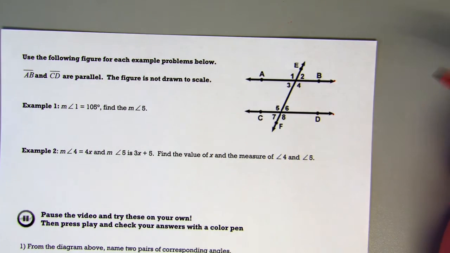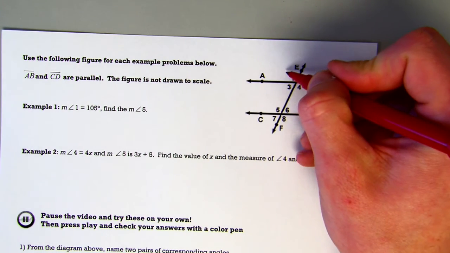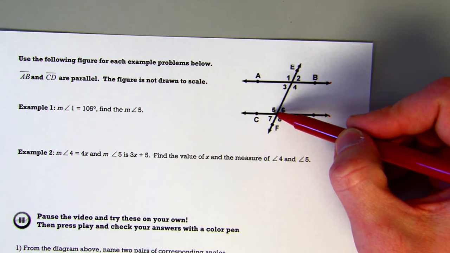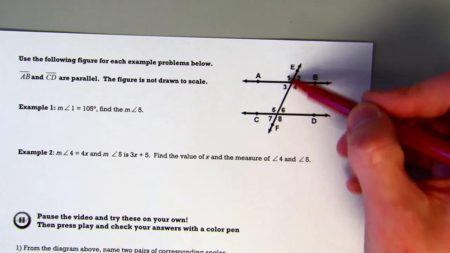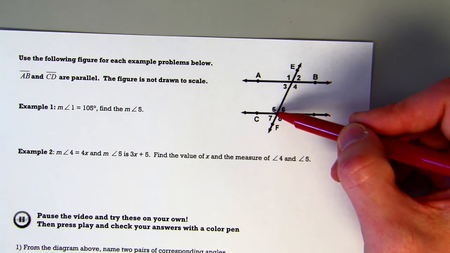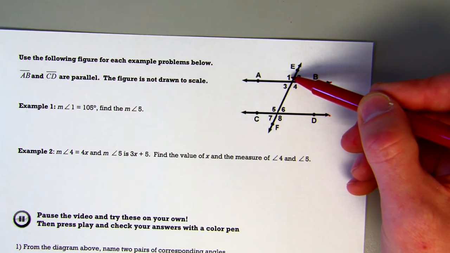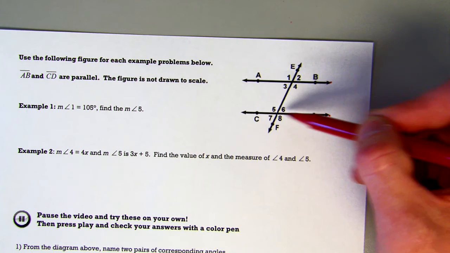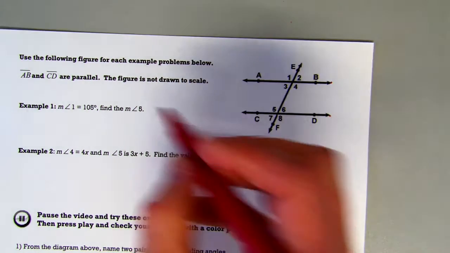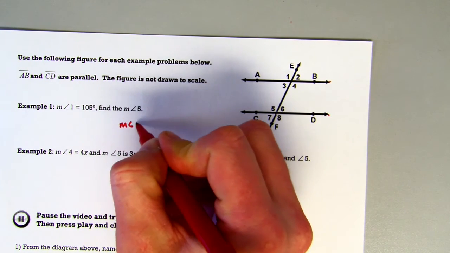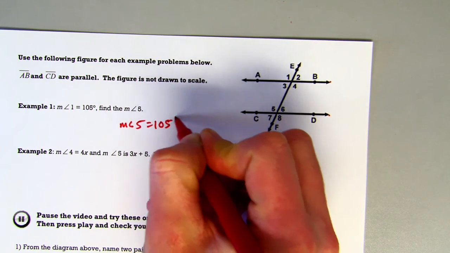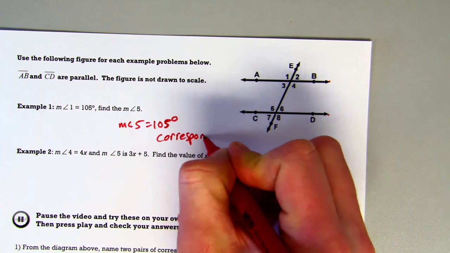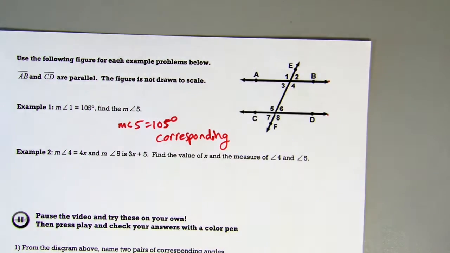Okay. So example 1 has measure of angle 1 reading 105. If measure of angle 1 is 105, what is the measure of angle 5? And what I can tell about these is that these are corresponding angles. Okay, they have the same relative position. Angle 1 is above line AB, and it's to the left of our transversal E. Angle 5 is above CD, and it's also to the left. So they are actually equal. So the measurement of angle 5 is actually equal to 105 degrees. Okay, and I'm going to actually write corresponding also. Make sure I label how I got to that.